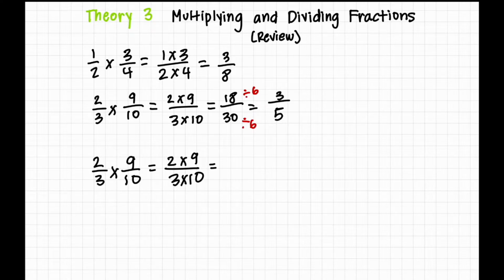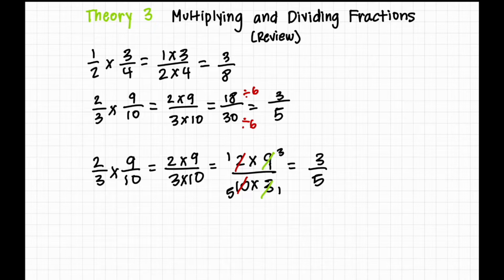I'll do 2 times 9 and switch the 3 and the 10. So 10 times 3, and that would equal the same thing. And then I would do this. Cross, cross. 5, 1. Cross, cross. 3, 1. A lot easier, right?